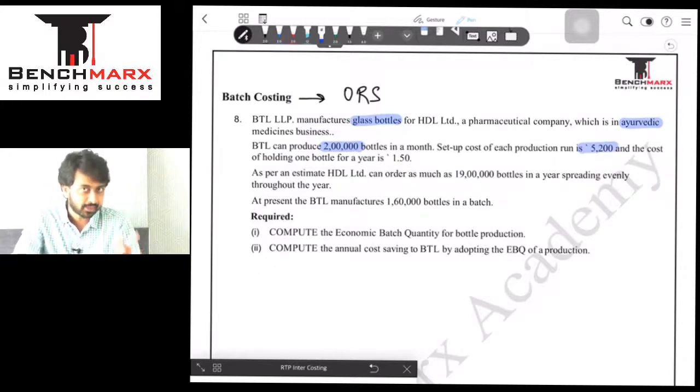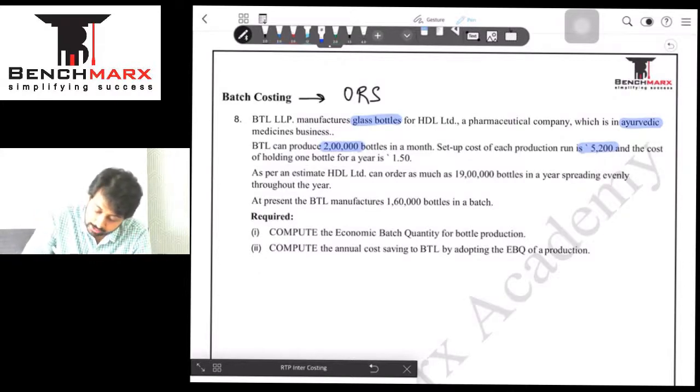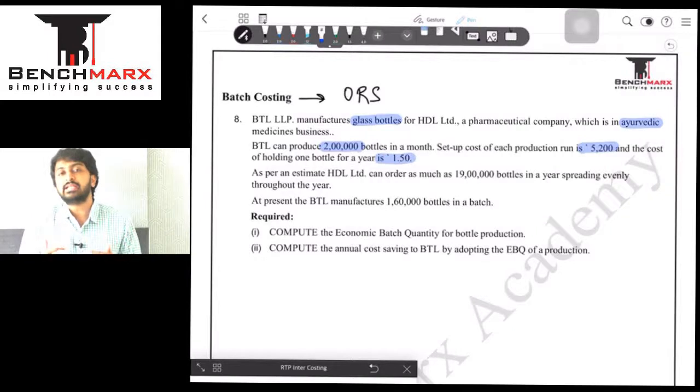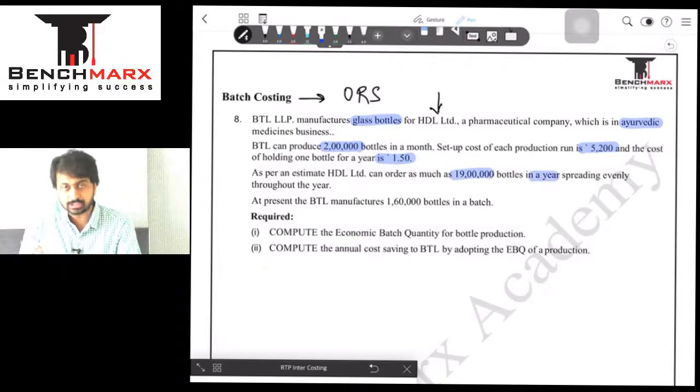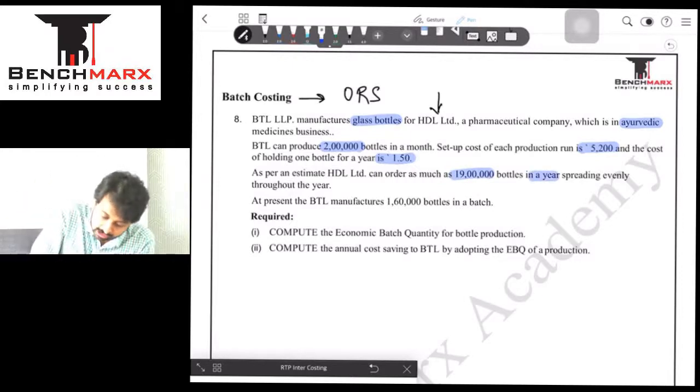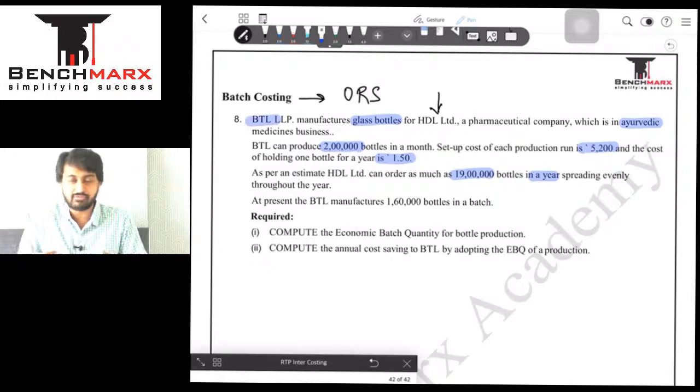This is more like my CA. There my CA was ordering cost, here it is the cost of setting up the machine. And the cost of holding one bottle is 1.5. Since we are dealing with finished goods, the cost of holding the inventory should always be for finished goods. In this case, it is the cost of the bottle. As per the estimate, the company can order as much as, okay, what is HDL? HDL is my customer, so they can order 19 lakh bottles in a year, so they can give me a demand of 19 lakh bottles. We are the bottle manufacturer, BTL is us, we are manufacturing bottles and selling bottles to HDL.